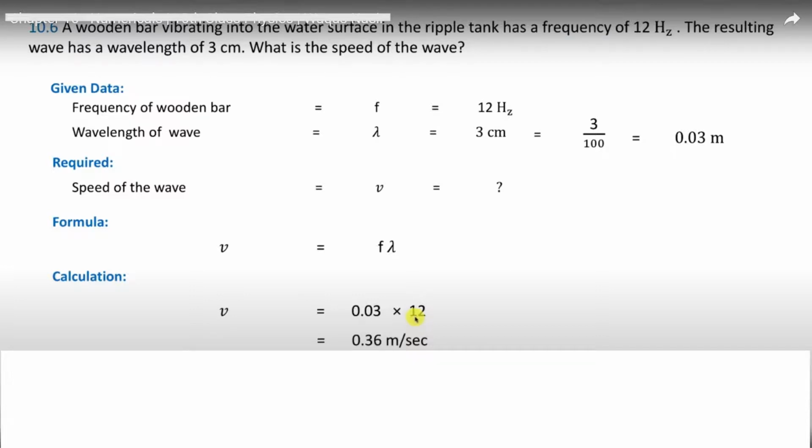So we will write the given data. Frequency of the wooden bar, f, is equal to 12 Hz. Wavelength of the wave, lambda, is equal to 3 centimeters. Now the measurement of the wavelength is in centimeters. We have to convert it into meters.